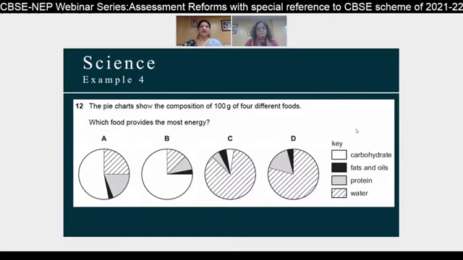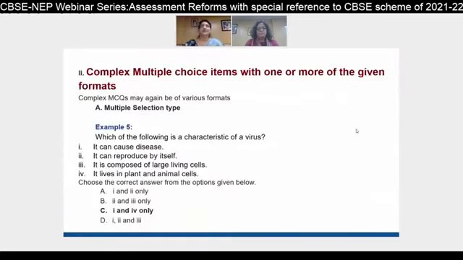Moving ahead to the next typology of question, which is the complex multiple choice questions, where more than one option can be correct. So for instance, if we ask which of the following is a characteristic or characteristics of a virus, and there are 4 options given, so multiple of them can be correct.